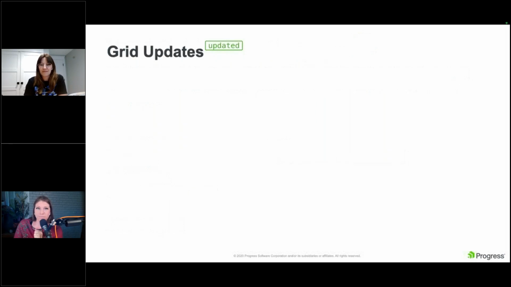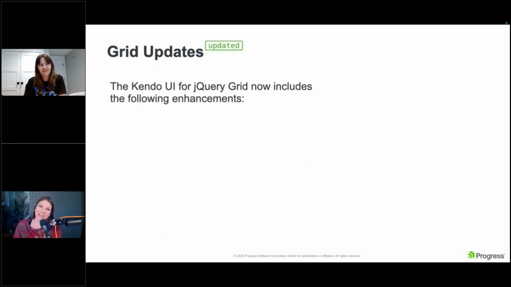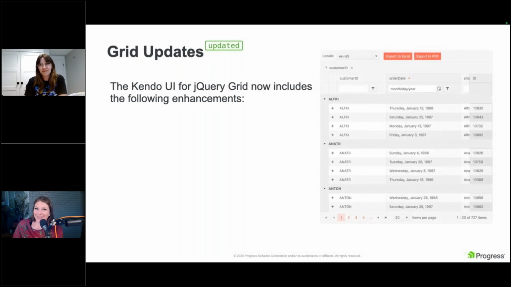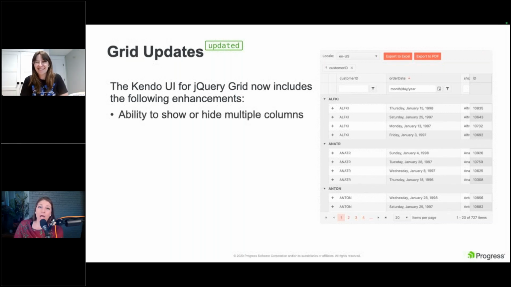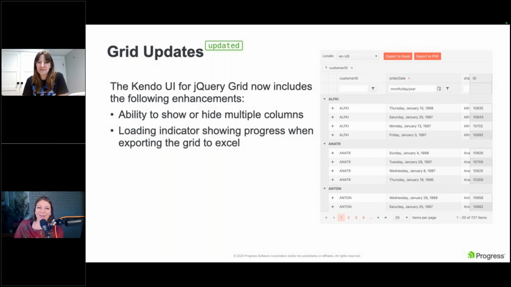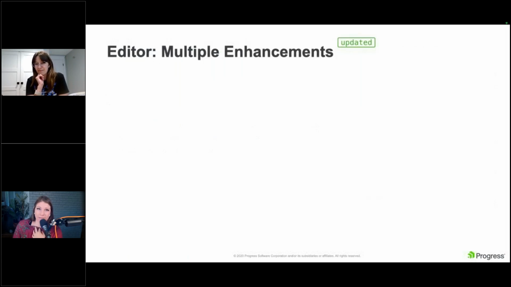But yes, next is grid updates. The Kendo UI for jQuery Grid now includes the following enhancements. Prepare yourself, there's a lot. The ability to show or hide multiple columns, loading indicators showing progress when exporting the grid to Excel, ability to re-render specific rows only. And then we're going to pop over to editor, but I think we might go back to the grid. We'll see.